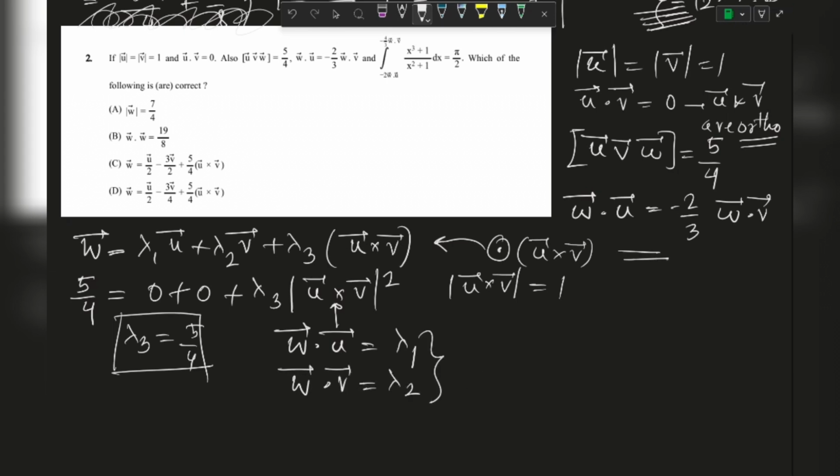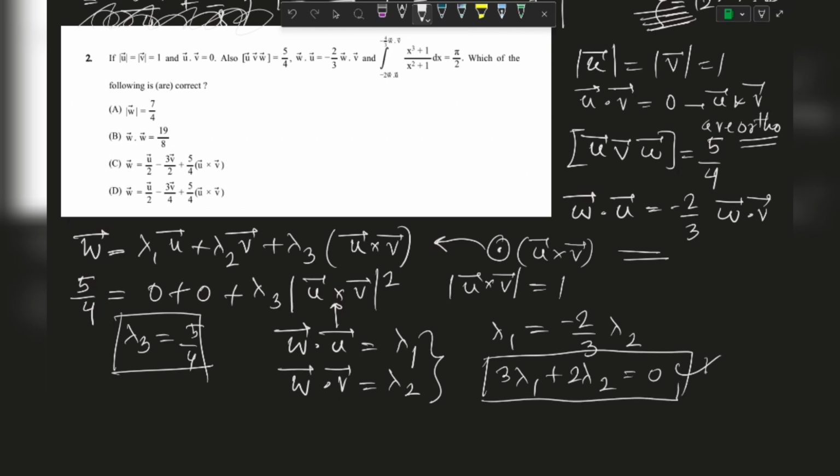Now we will use this relation, directly substituting. We will have lambda 1 as minus 2 by 3 lambda 2. So 3 lambda 1 plus 2 lambda 2 is 0. This is the equation we are getting.